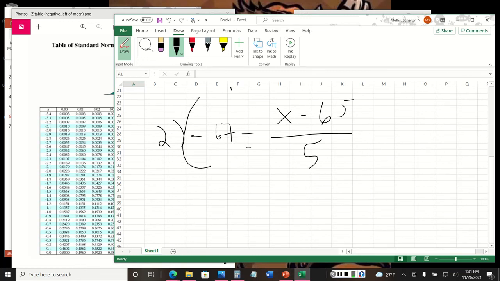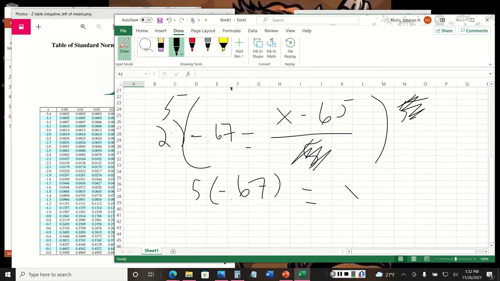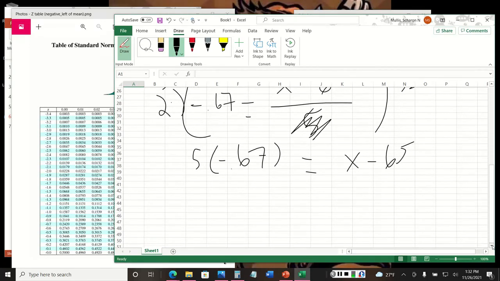And we are going to start getting our equation together. We want to get rid of this denominator. We're going to multiply all of the numbers to the right of the equal sign by 5 and all the numbers to the left by 5. And on the right, that cancels that number out. And then on the left, that leaves us with 5 times negative 0.67 equals x minus 65.